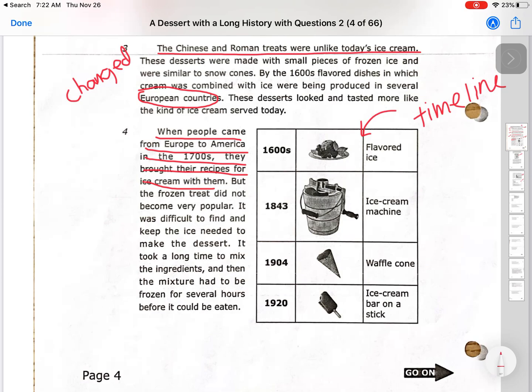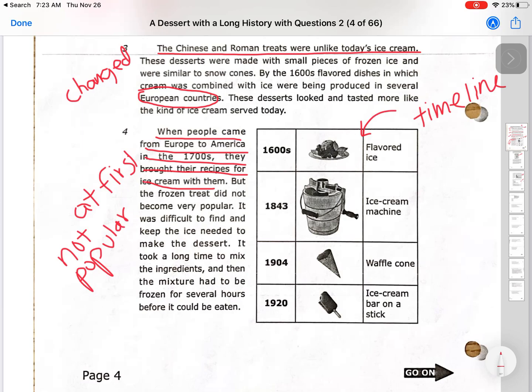But the frozen treat did not become very popular. It was difficult to find and keep the ice needed to make the dessert. It took a long time to mix the ingredients, and then the mixture had to be frozen for several hours before it could be eaten. So, I'm going to put at first, not popular.